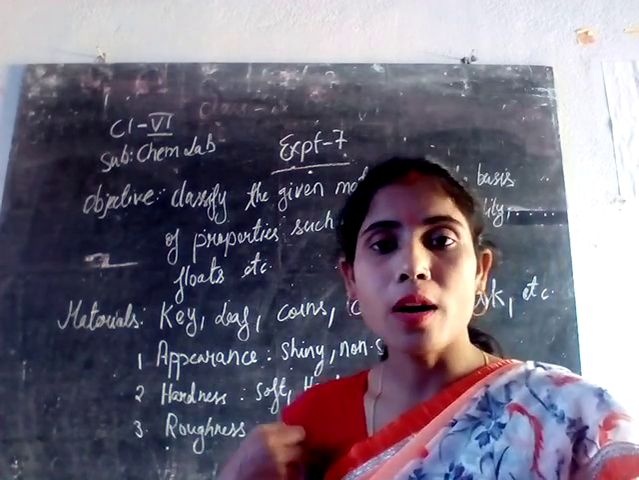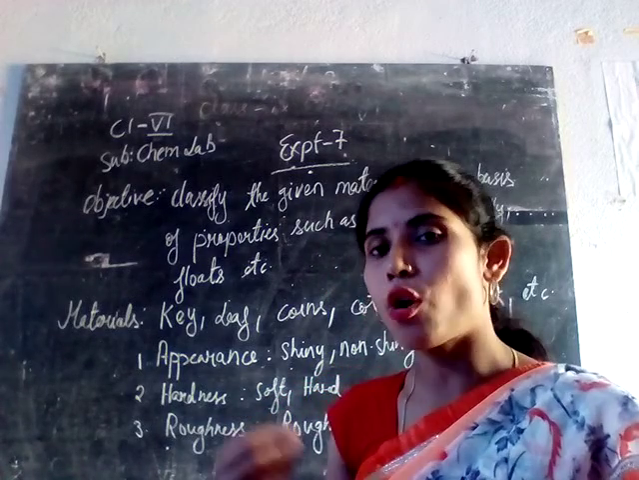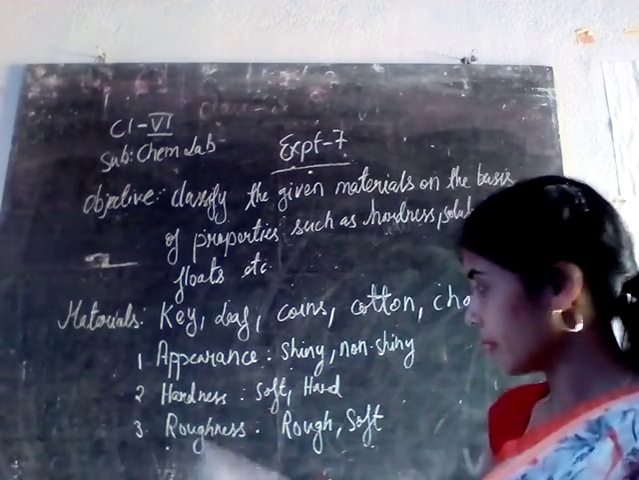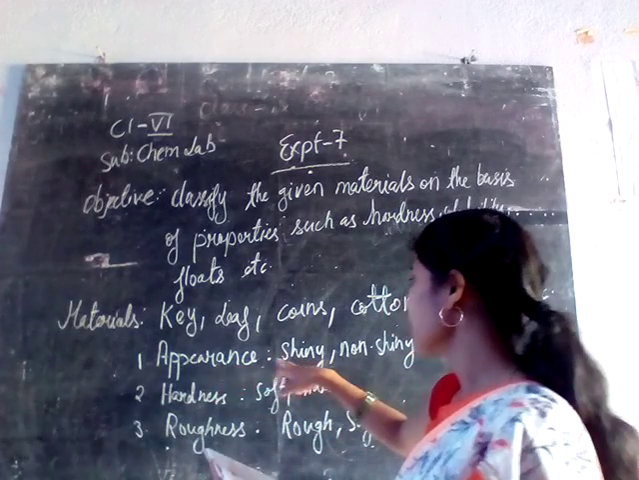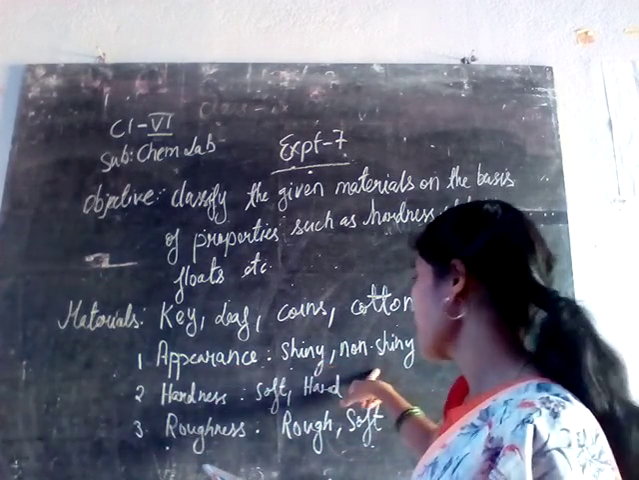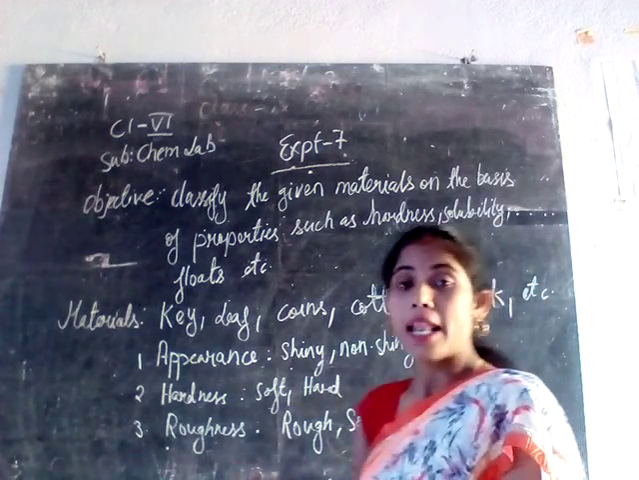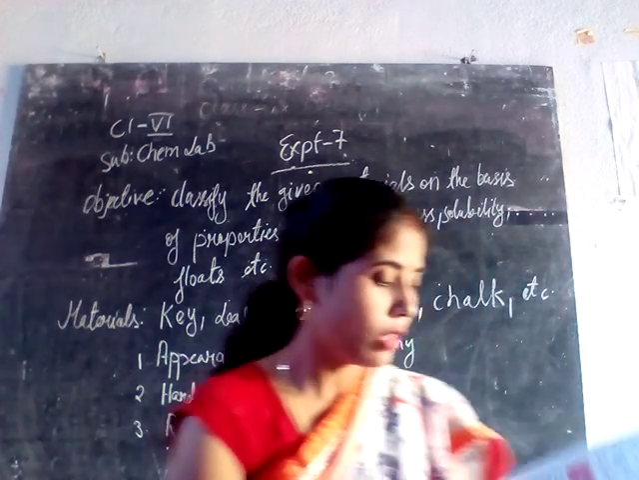Metals, like wax, are soft in nature. So you can write down the types in your copy. As you can see here, under appearance you will write whether the material is shiny or non-shiny, hardness soft or hard, roughness rough or soft. Like this you have to complete this lab manual in your copy.